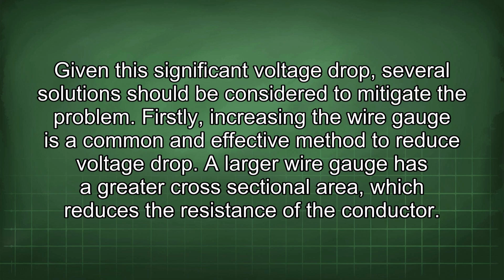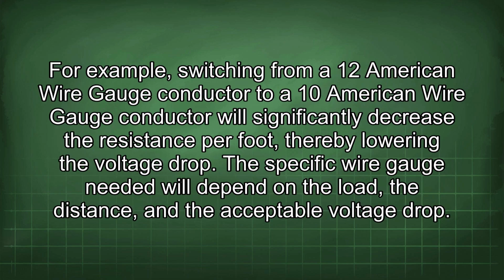Firstly, increasing the wire gauge is a common and effective method to reduce voltage drop. A larger wire gauge has a greater cross-sectional area, which reduces the resistance of the conductor. For example, switching from a 12 American wire gauge conductor to a 10 American wire gauge conductor will significantly decrease the resistance per foot, thereby lowering the voltage drop.